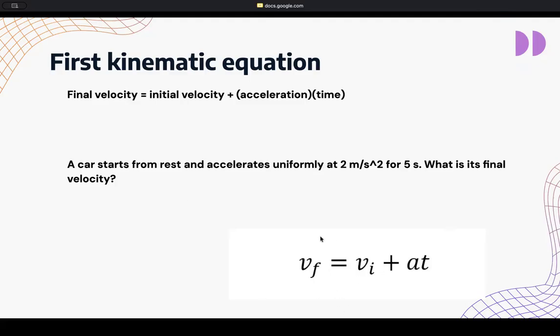We have final velocity, initial velocity, acceleration, and time. If you're reading a question and you notice it gives you some of these values, and you're looking for another one, you know you can use this equation. That's how you can tell which kinematic equation to use.